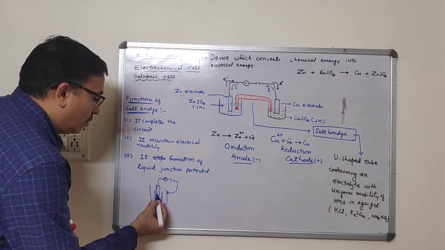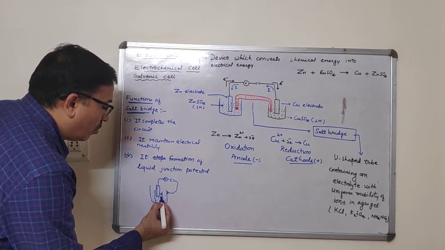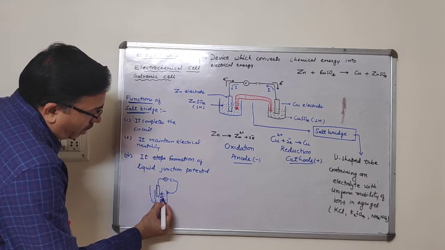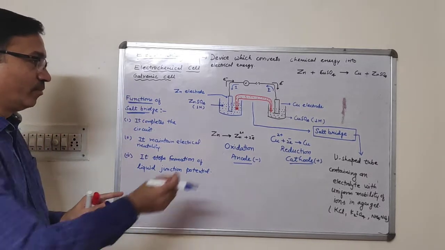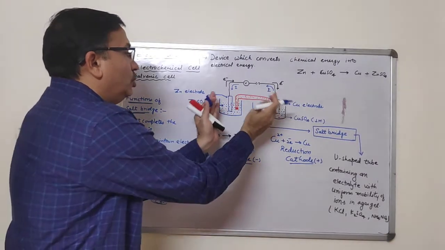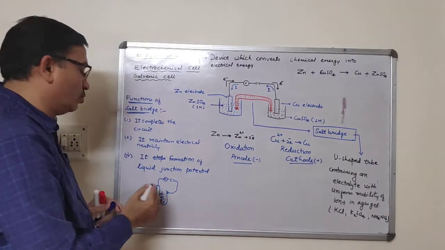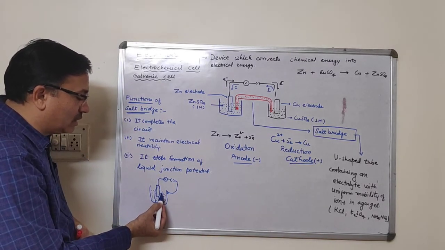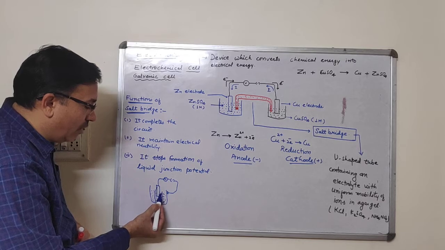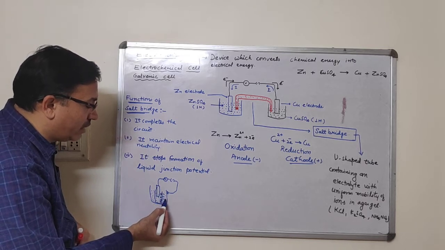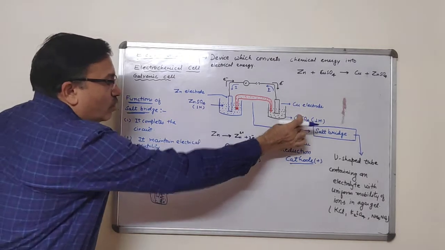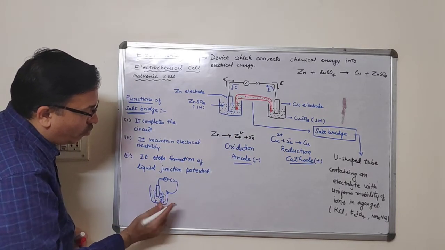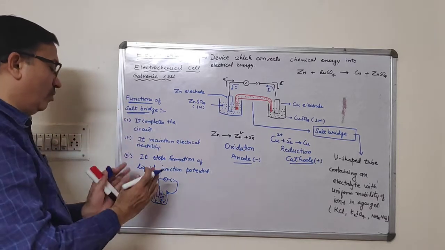Now what happened? On one side all Zn2+ ions, and on the other side all SO4 2- ions. See, we are not using a salt bridge. These two are connected through a porous surface to maintain electrical neutrality. So on one side of this anode there will be all cations, and on the other side all anions. Here you can say Zn2+, here you can say SO4 2-.